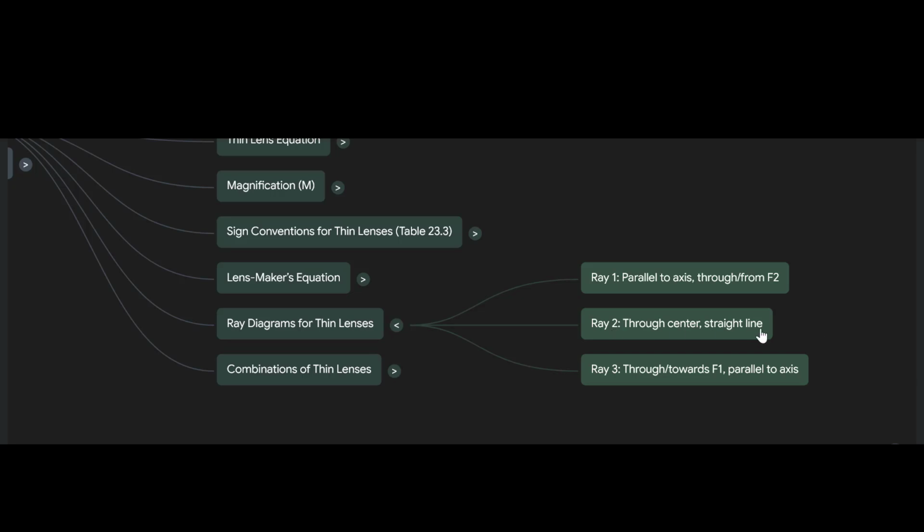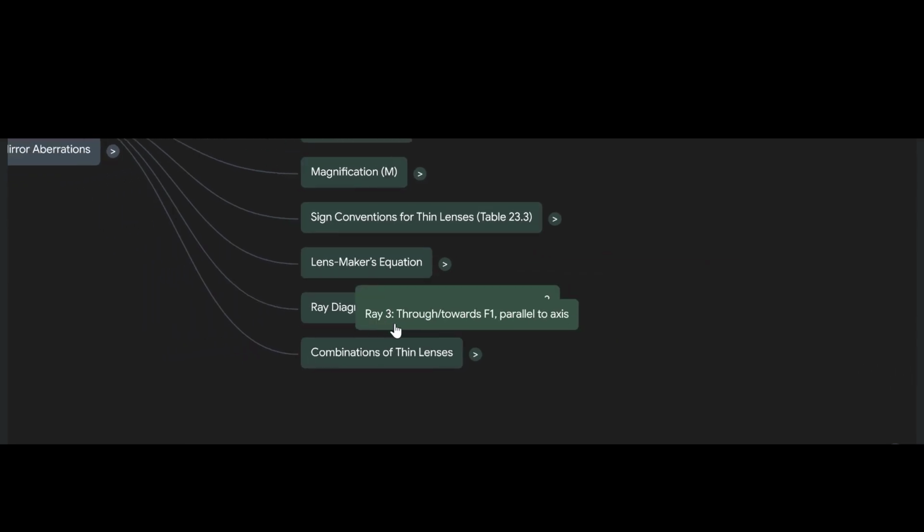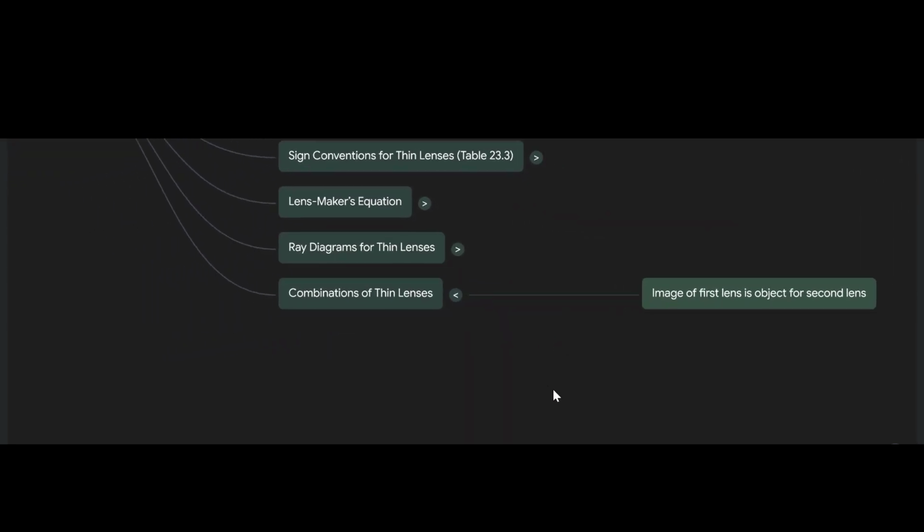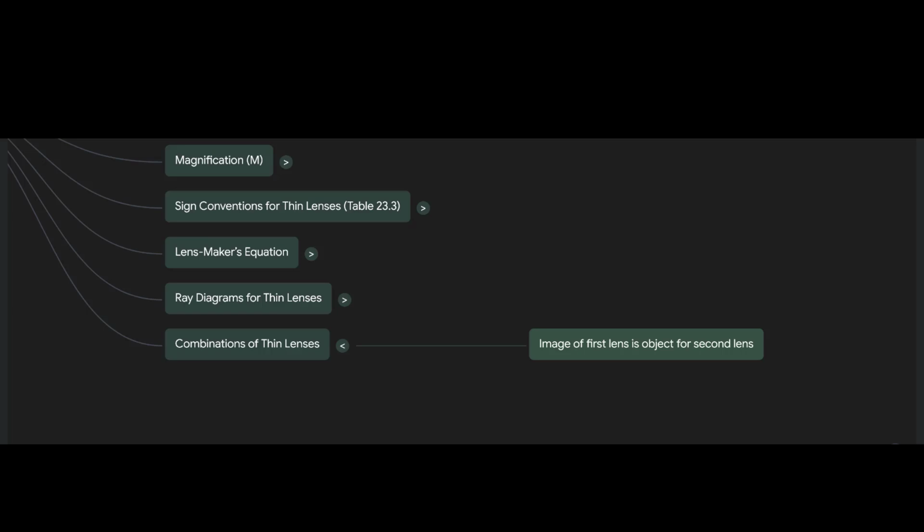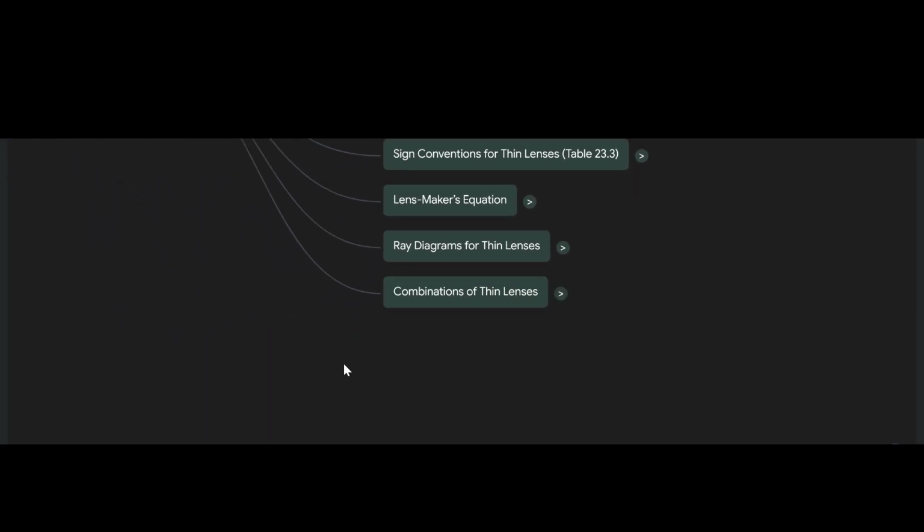What if you have multiple lenses in a row, like in a camera zoom lens or a microscope? Good question. You just treat them one by one. A step by step. Yeah. Find the image formed by the first lens. That image then becomes the object for the second lens. Find the image formed by the second lens. That becomes the object for the third, and so on. Okay, so you chain the calculations or the ray diagrams together. Exactly. The image of one is the object for the next.